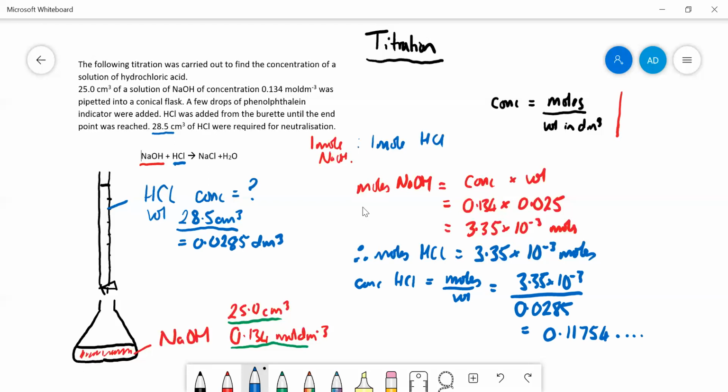Now, how many significant figures should we give this to? Well, we should give it to 3, because every bit of data is given to 3 sig figs. They said 25.0 there, they haven't said 25, and 28.5. They've given the concentration, that's 3 figures. Here, this one's 3 figures. So we should give our answer as 0.118 moles per decimeter cubed.